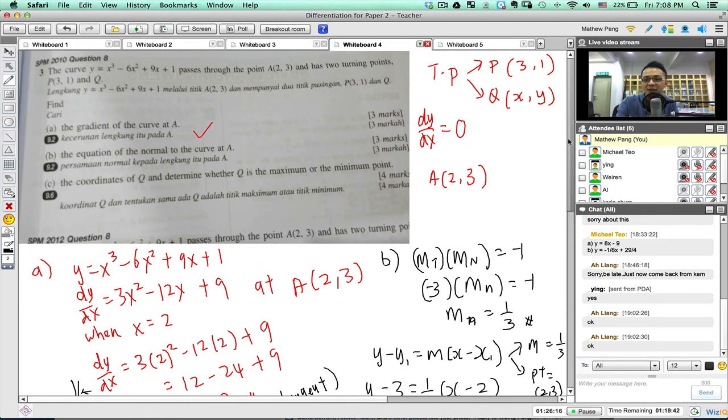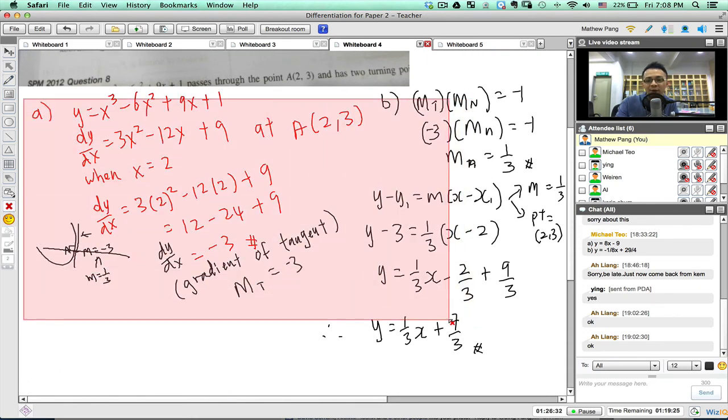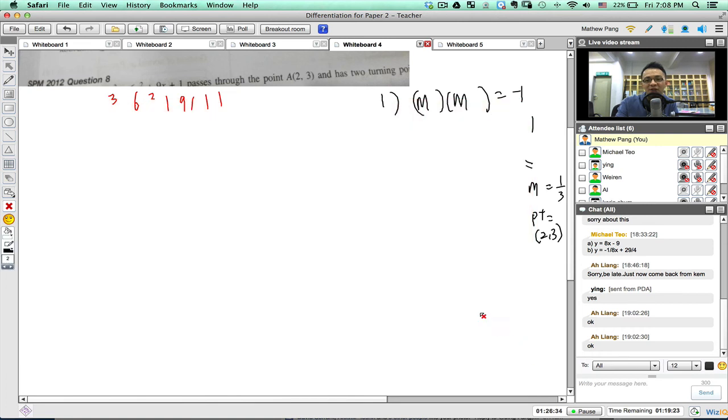Alright, C. He asks you to find the coordinates of Q and determine whether Q is a maximum or minimum. This one takes some time, so let me erase this first. I hope you understand. I'll erase all this because you're not going to use it. Just remember the formula for the normal.